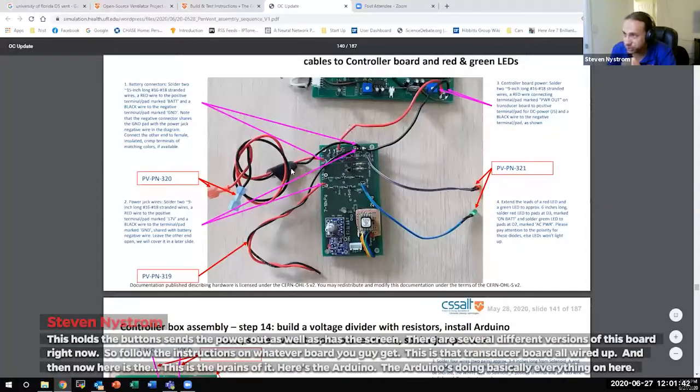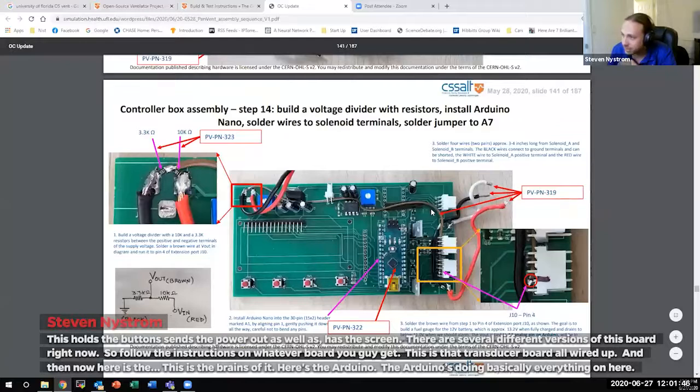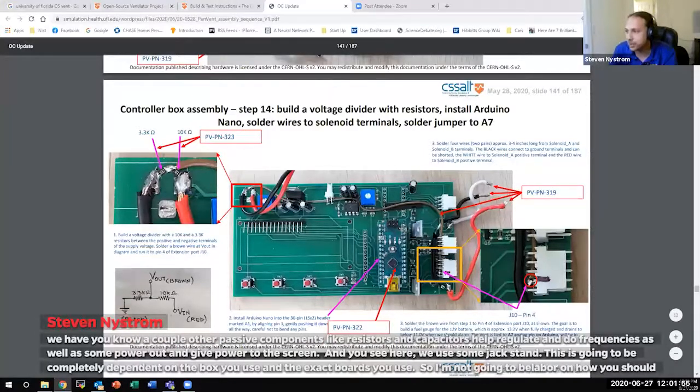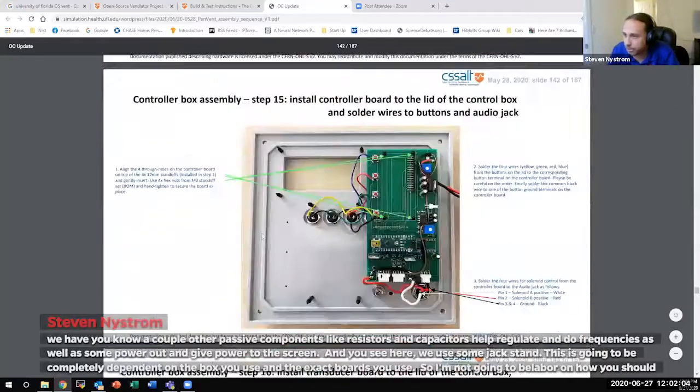This is that transducer board all wired up. And now here is the brains of it. Here's the Arduino. The Arduino is doing basically everything on here. We have a couple of other passive components like resistors and capacitors to help regulate and do frequencies, as well as send power out and give power to the screen.